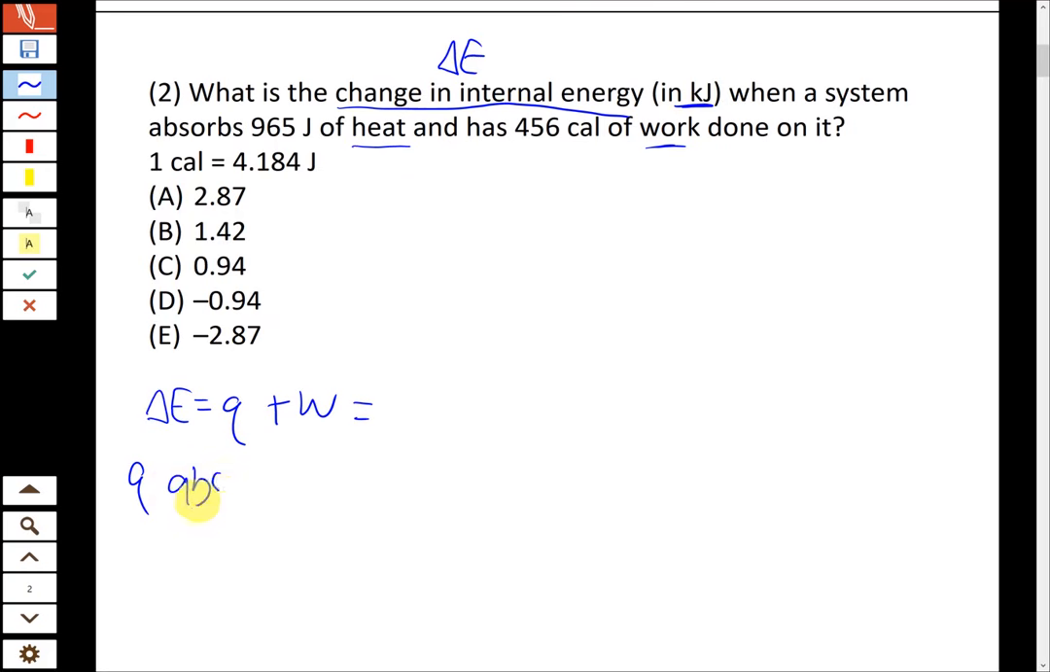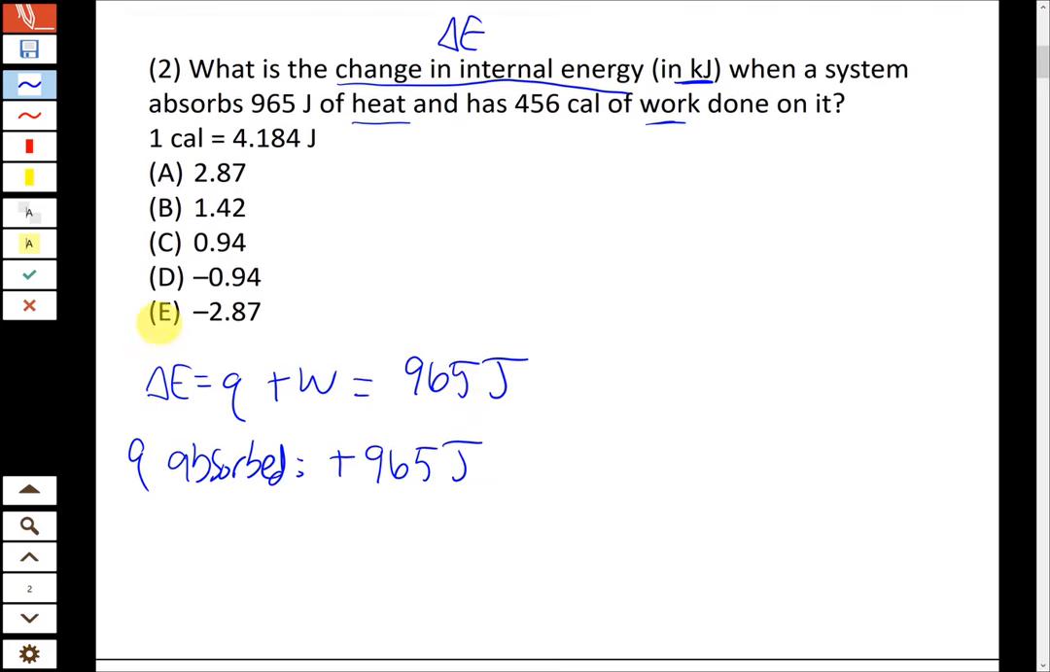So whenever heat is absorbed by the system, that means it's going to be positive. If heat was released, it would be negative. So that means we need to have a plus sign in front of our heat term, which is given in joules already, so we don't have to convert it. We could convert it to kilojoules, as we said, but we can do that at the end also. So we're going to use positive 965 joules for heat.